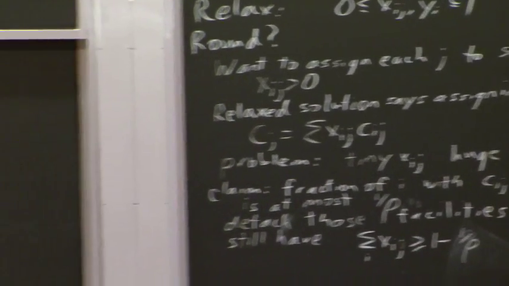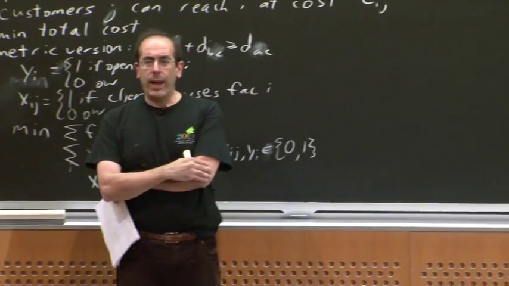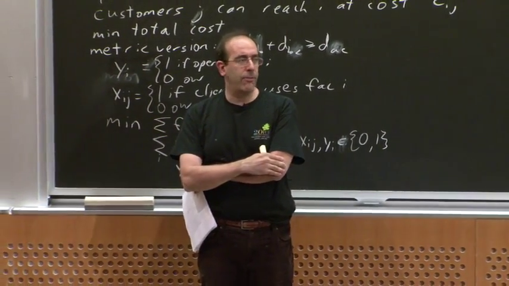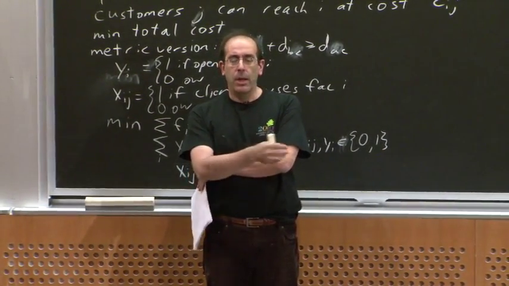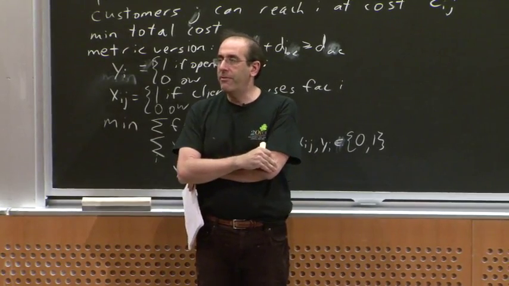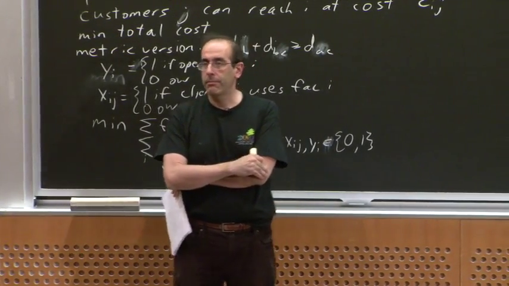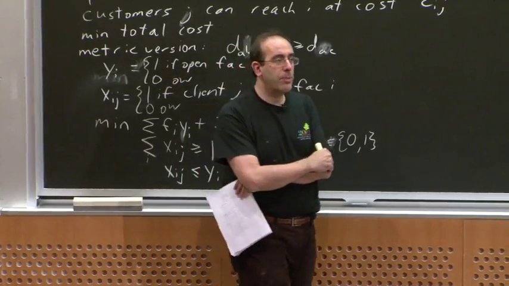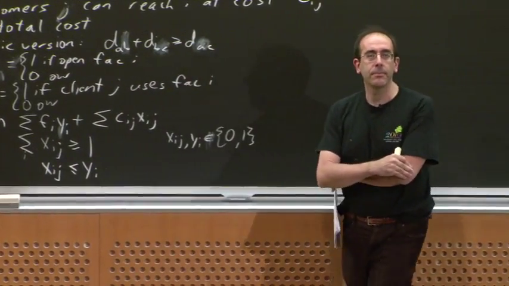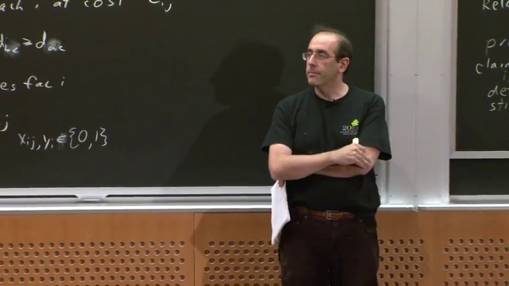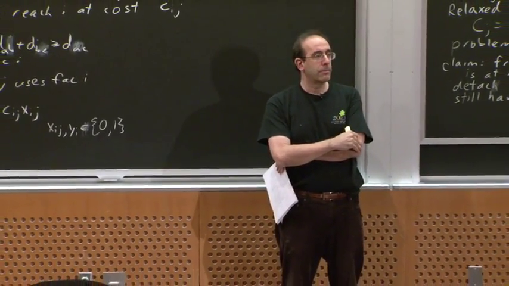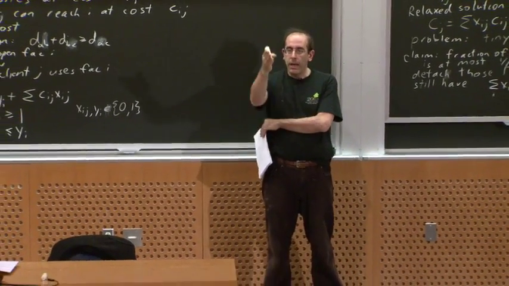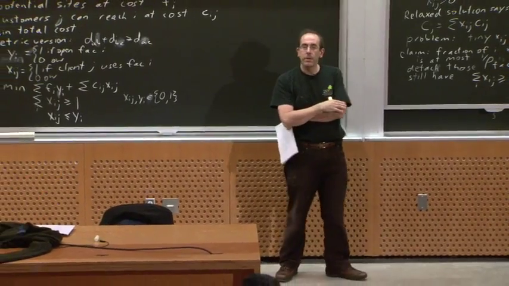Okay, but now I've made the problem infeasible. Right? I no longer have a full unit of assignment for every client. How can I fix this without doing too much to the costs? Yes? Just scale everything up slightly.